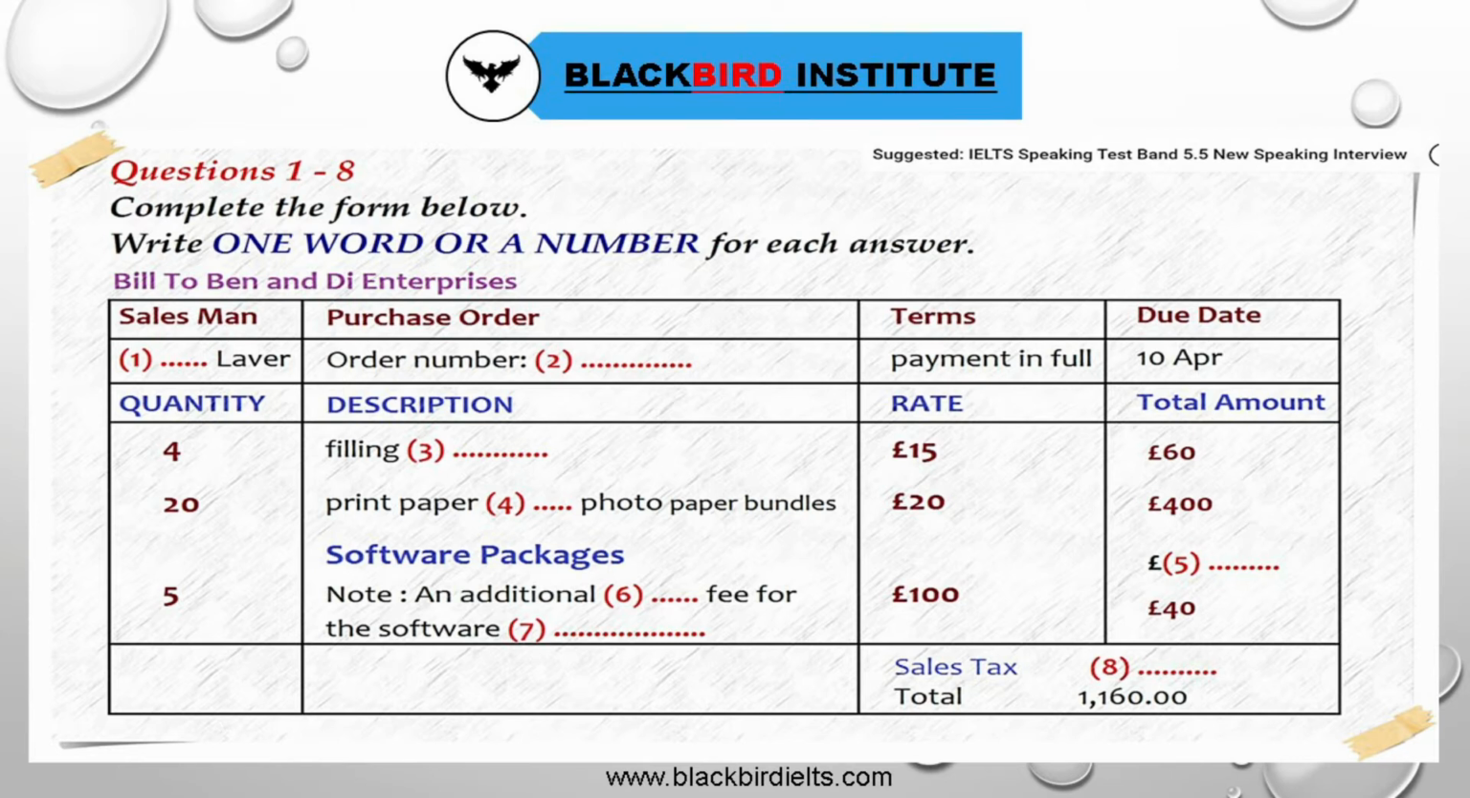Didn't you order print paper as well? Yes, we're taking 20 glossy photo paper bundles. What's the unit price again? It works out at £20 per bundle and £400 in total. And Rome said we could do a deal on the software packages, isn't that right? Yes. Seeing as you bought 5 at once, we'll reduce the unit price to £100 from £120, leaving us with a total amount of £500.